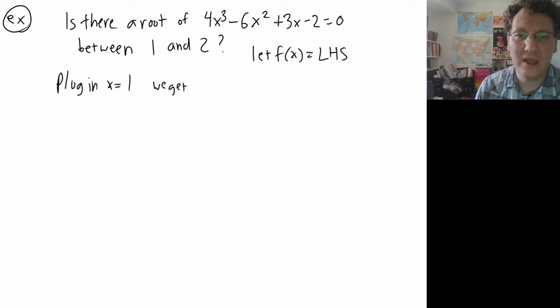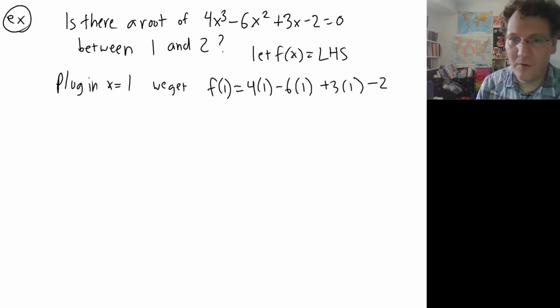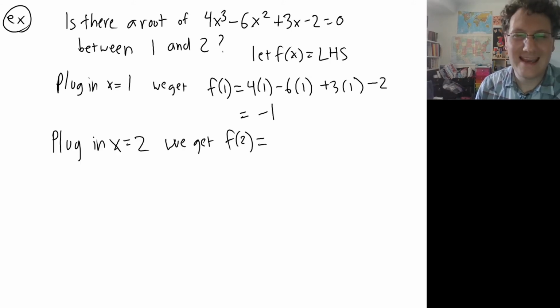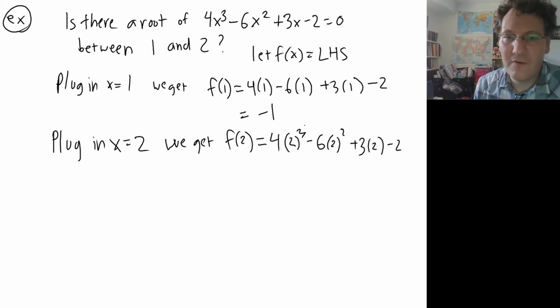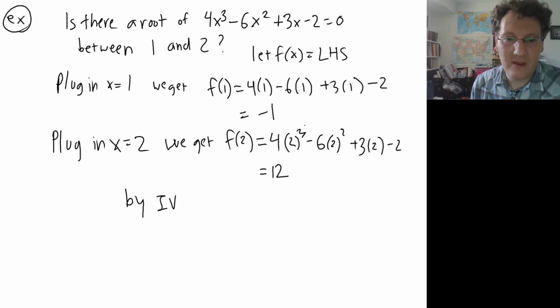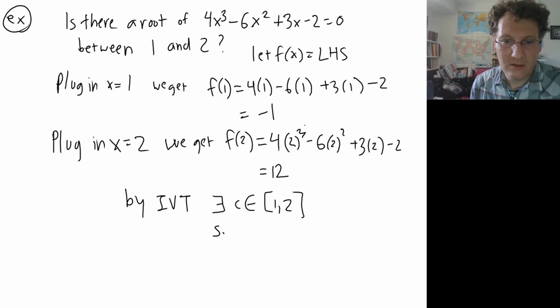If we plug in x equals 1, we get f of 1 equals 4 times 1 minus 6 times 1 plus 3 times 1 minus 2, which comes out to be minus 2 plus 3 is 1, minus 2 is minus 1. If we plug in x equals 2, we get f of 2 equals 4 times 2 cubed minus 6 times 2 squared plus 3 times 2 minus 2. This comes out to be 12. And by the intermediate value theorem, there exists some c in the interval 1 to 2 such that f of c is equal to 0.